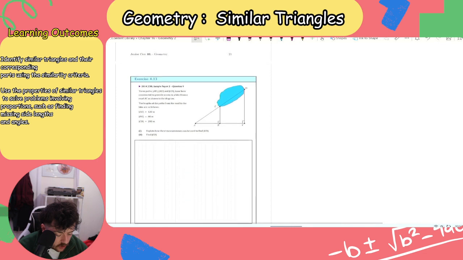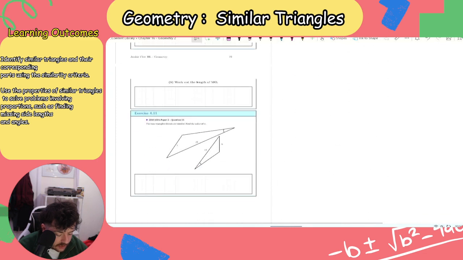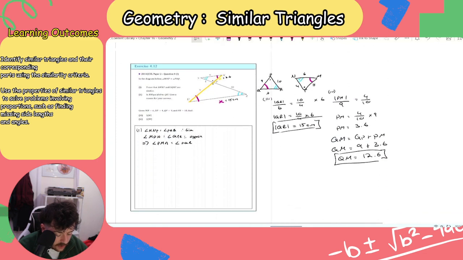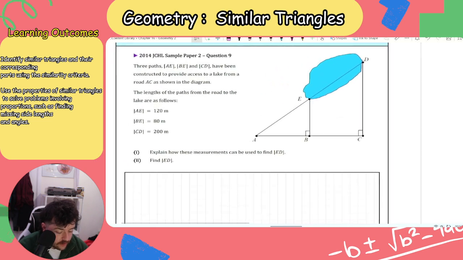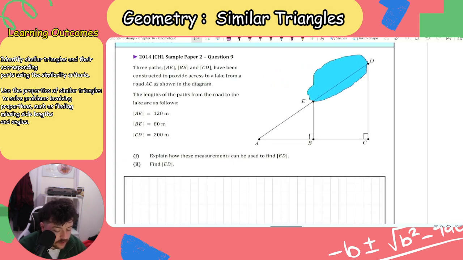So let's look at one more example. Let's look at one more exam question. So again, this also comes from the 2014 exam paper. Three paths A, B, A, E, B, E, and C, D have been constructed to provide access to a lake from the road AC as shown in the diagram. The lengths of the path of the road are as follows: 120, 80, 200. Explain how those measurements could be used to find ED.